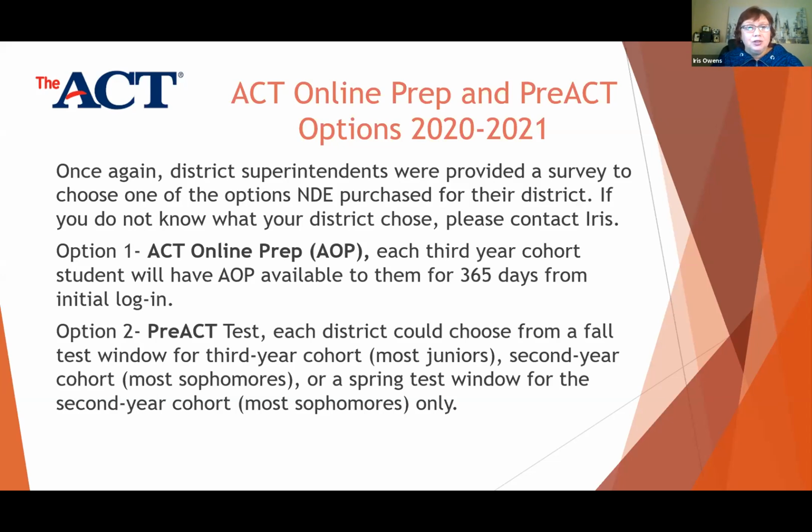And then option 2 is the pre-ACT test. Each district could choose from a fall test window for their third year cohort, which is usually juniors, and second year cohort, usually sophomores, or a spring test that is only available for the second year cohort. And if you don't know what your school option is or you have any questions about that, please don't hesitate to ask.